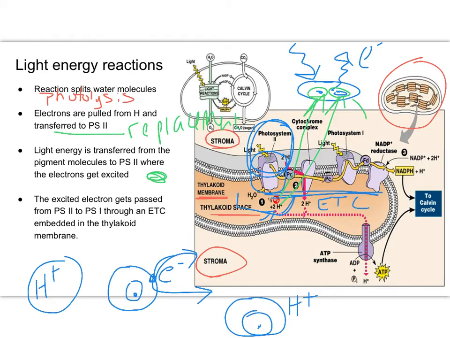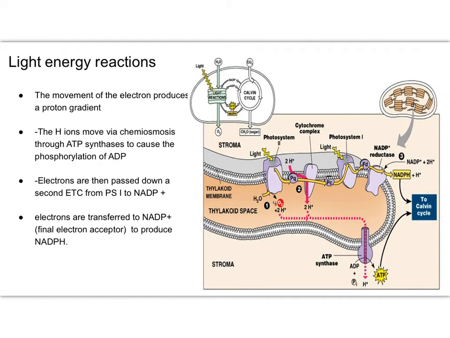And now those excited electrons, the ones that originally got hit with the light energy and got so excited they jumped up, now can travel down this electron transport chain. I know this diagram's gotten a little bit messy. We're going to look at it again on our next slide. Okay, so we have our same diagram here. This one's nice and clean now, and we're moving forward with what's happening.